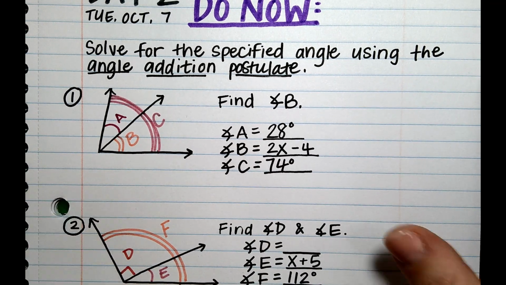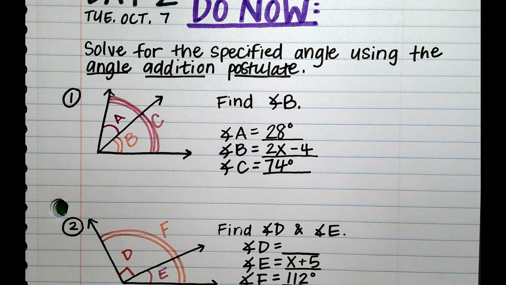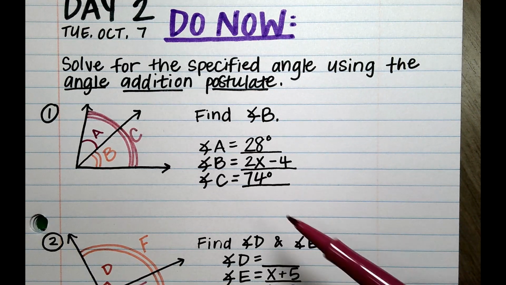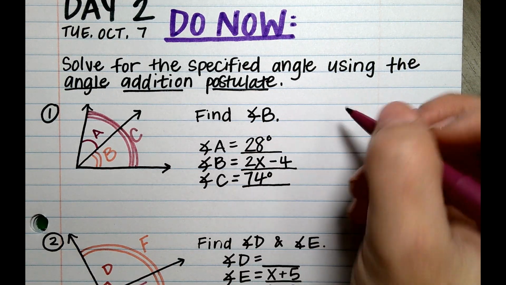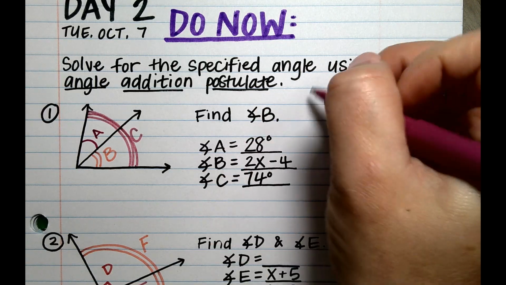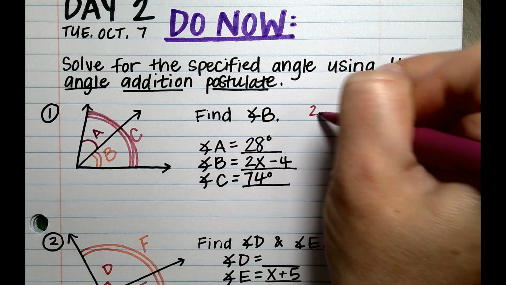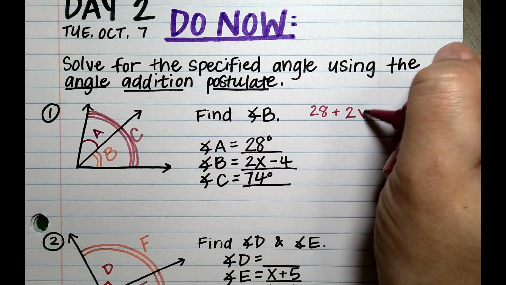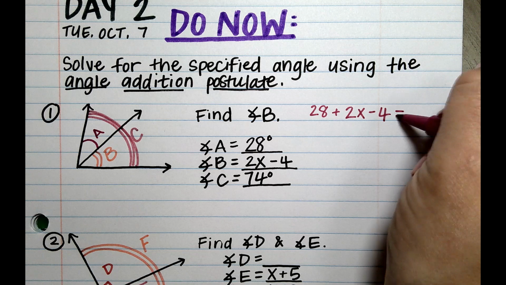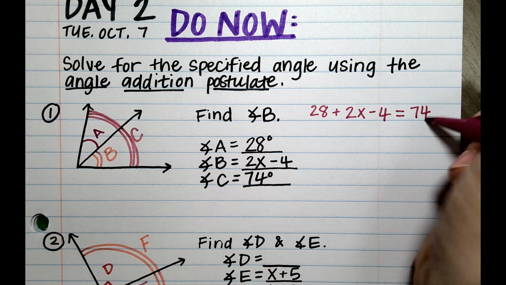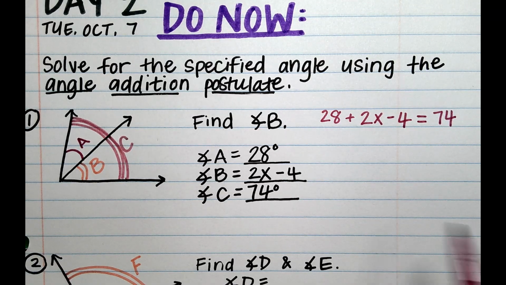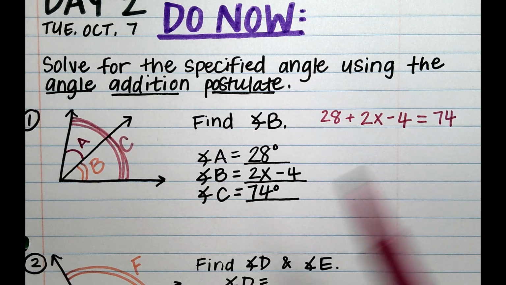So looking at number 1, does anybody have an idea of a good equation we could write to begin this problem? Yes, Jessica. 28 plus 2x minus 4 equals 74. Mm-hmm. We're going to do 28, that's A, plus B, 2x minus 4, equals C, 74. So there's our equation. It's written. What would I do next?